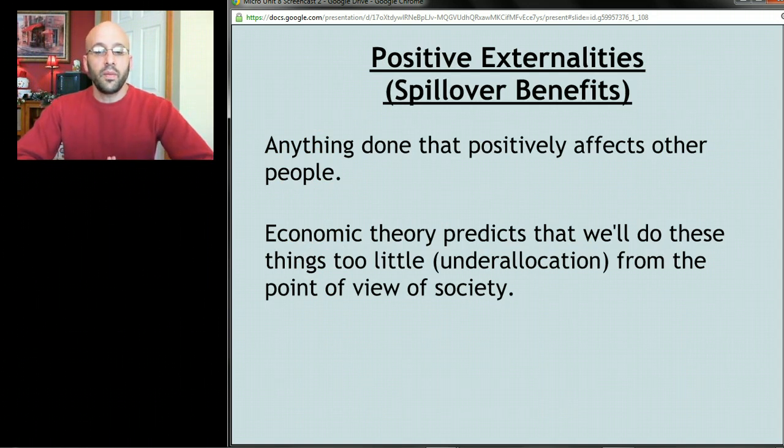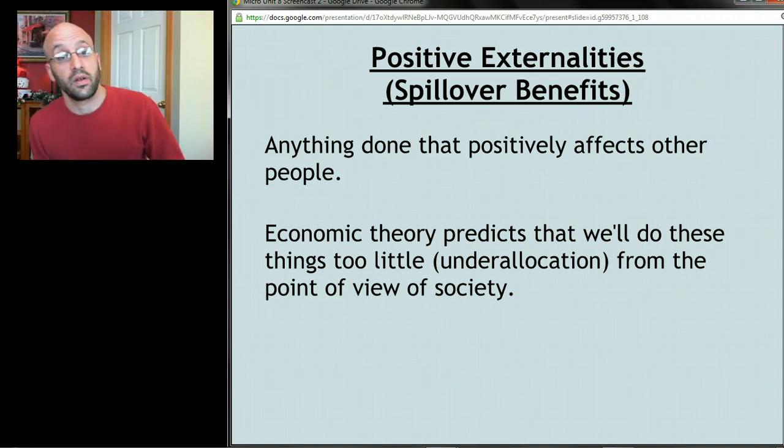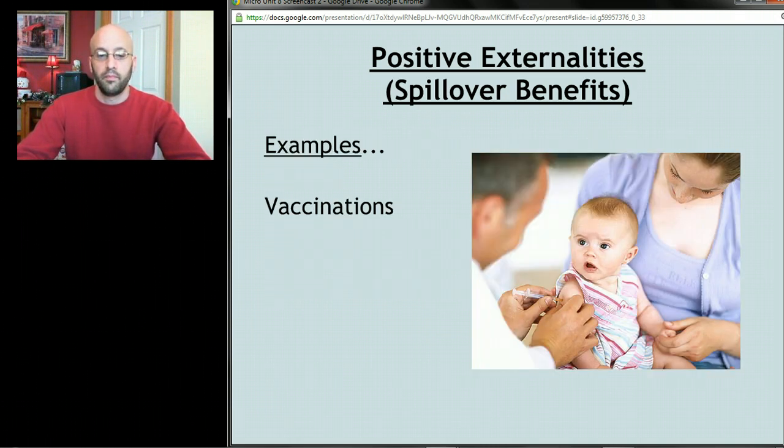All right, so let's talk about positive externalities, what are sometimes called spillover benefits. This is anything that's done that positively affects other people, and economic theory predicts what common sense would predict: that when we're talking about nice things that we do or things that positively affect other people, from the point of view of society, we'll tend to do those things not enough. In other words, we'll tend to under-allocate.